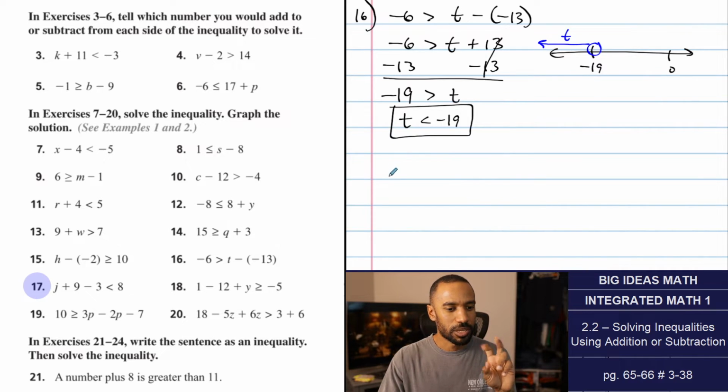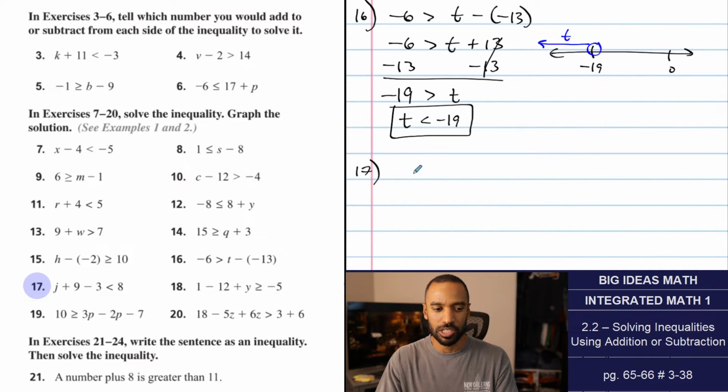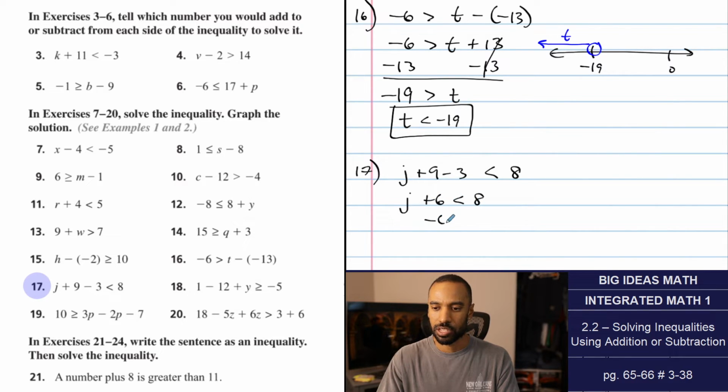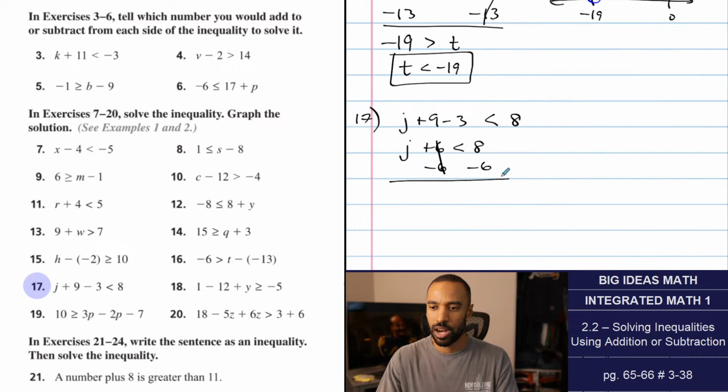Some little bit of simplification. We got to do some combining like terms here. J plus 9 minus 3. Before we were subtracting negatives, now we're subtracting 3's. 9 minus 3 is 6. And now we get to subtract 6 from both sides. So they're keeping it even keel. They're saying, oh yeah, we got to do some of these again, just like equations. J is less than 2.